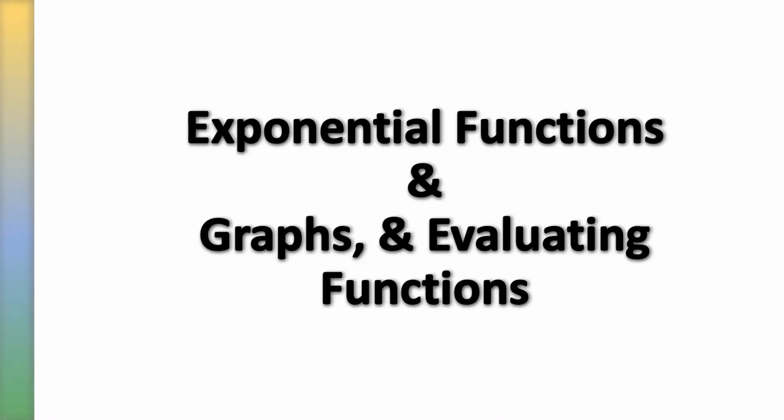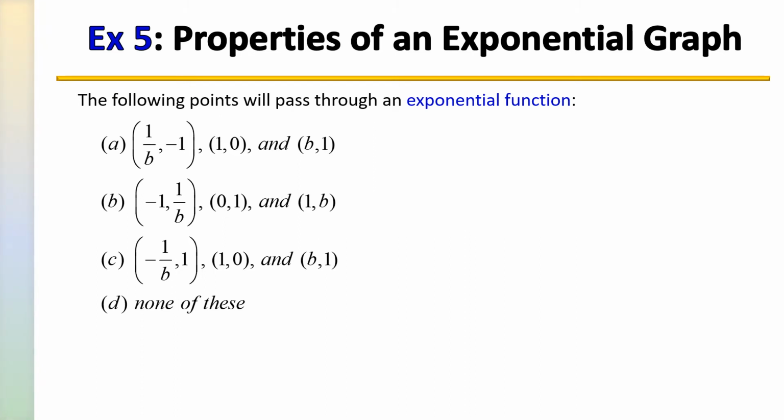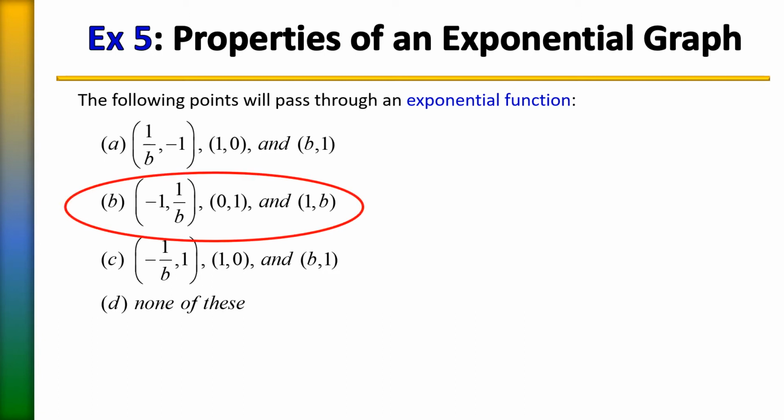Exponential functions, graphs, and evaluating functions. The properties of an exponential graph will have 3 specific points on its graph. So which one of the following points will pass through an exponential function? If you said choice B, then that is correct.